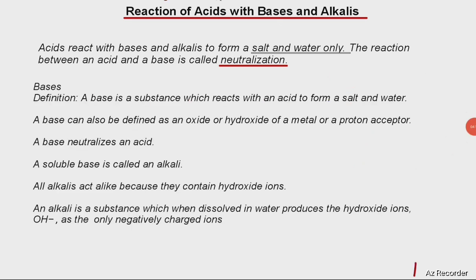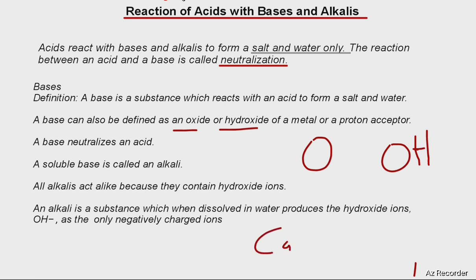First, let's define a base. A base is a substance which reacts with an acid to form a salt, and this comes from the chemical property of an acid. Sometimes we define it as an oxide or hydroxide. Most bases contain the oxide radical or the hydroxide radical combined with a metal. For example, calcium with an oxide is called calcium oxide. This is considered to be a base.